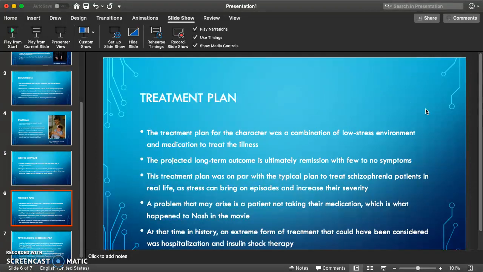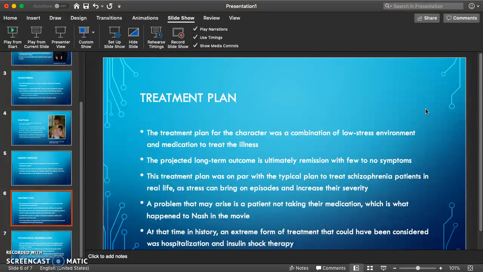The treatment plan for the character was a combination of low-stress environment and medication to treat the illness. The projected long-term outcome was ultimately remission with few to no symptoms. This treatment plan was on par with a typical plan to treat schizophrenia patients in real life, as stress can bring on episodes and increase their severity.